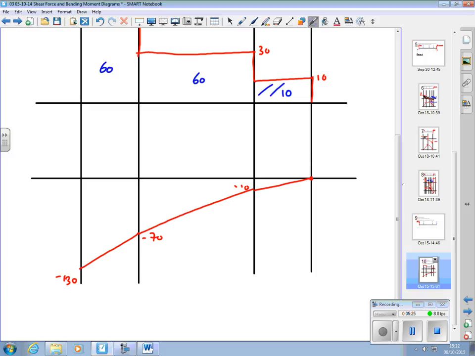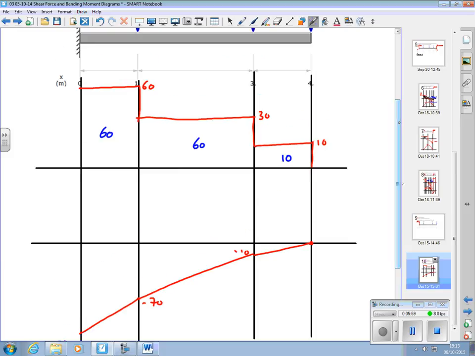The area underneath this one is 10 times 1 metre, so that takes us to this point here. The area under here is 30 times 2 metres, which is 60, so that takes us to minus 70. And the gradient is a straight line with a gradient of 30, so it's going down 30 and then another 30 to get us to minus 70, and then finally down to a maximum concentrated moment of minus 130 kilonewton meters, the maximum bending moment, the concentrated bending moment at this point here, going around there.